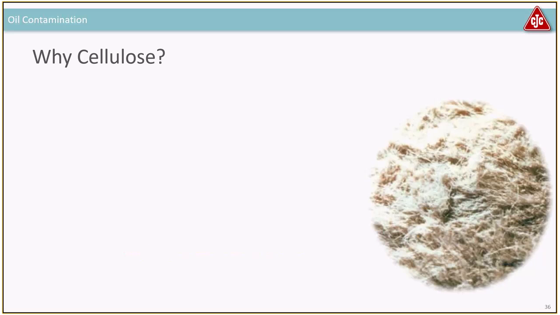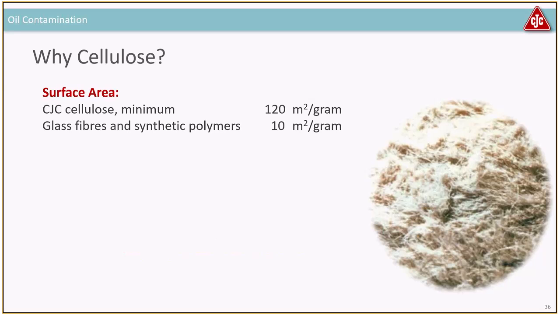Why are people using cellulose? For example, CJC Jensen is using cellulose. Well, if you look at the surface area, the specific surface area for the cellulose type that CJC filters are made of, they have 120 square meters per gram. That is very difficult to understand. But if you compare it to glass fiber and synthetic polymers that are used in pleated inline filters, they have about 10 square meters per gram. These are crazy numbers. You could think that this is the best in the world, but it's actually not.